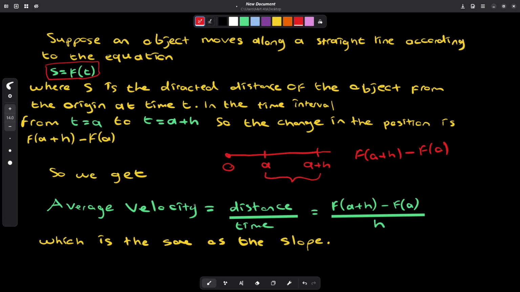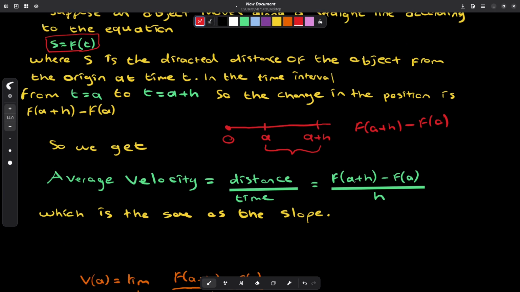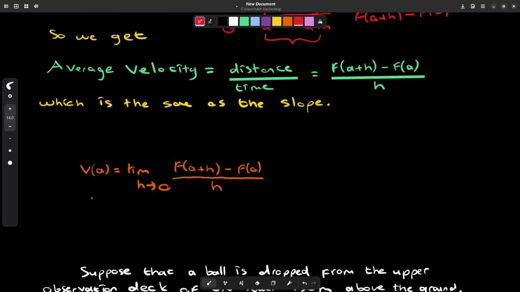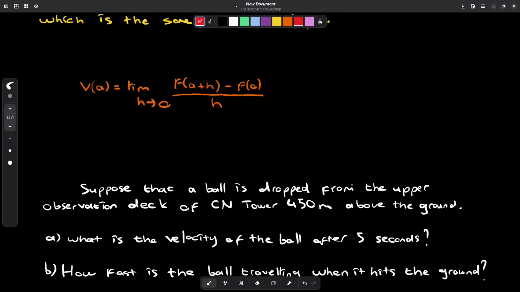So average velocity, distance over time, is f(a + h) minus f(a) over h, which is the same as the slope, as we can clearly see. So we will say v(a), which is our velocity, is equal to the limit of f(a + h) minus f(a) over h as h approaches 0.